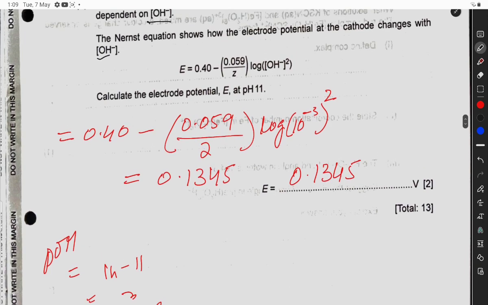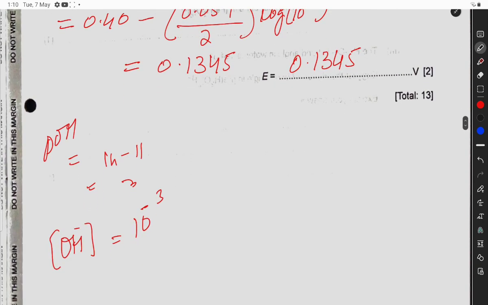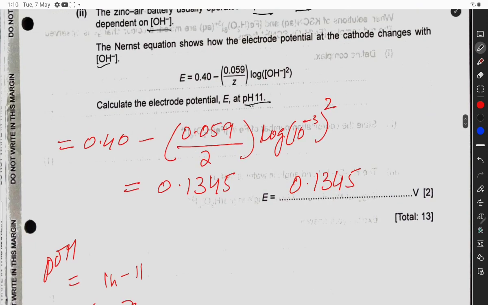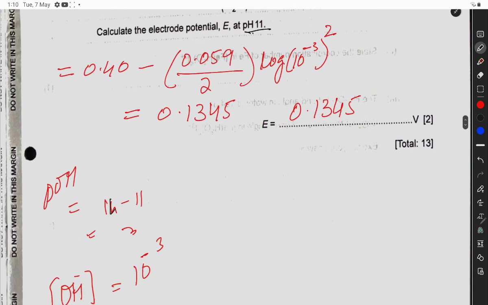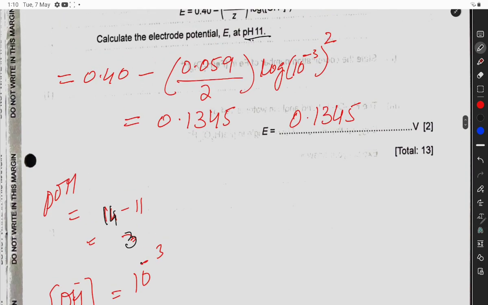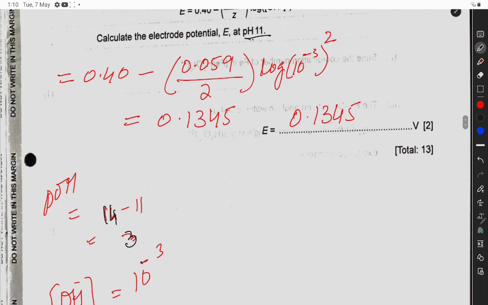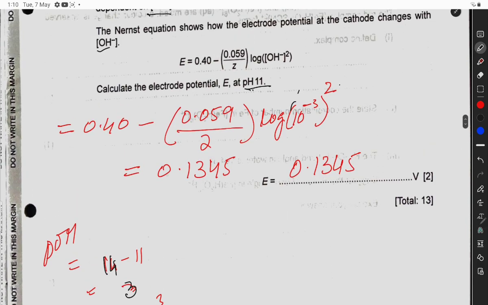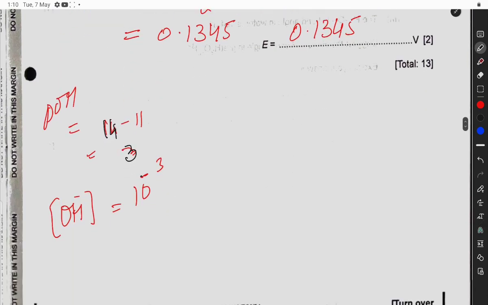Total pH is 14, and we have 11 at pH 11. So 14 minus 11 is equal to 3, and OH is equal to 10 raised to the power minus 3, the pOH. So this is log 10 raised to the power minus 3, squared. So this is equal to 0.1345. So the 0.1345 volt is the energy.